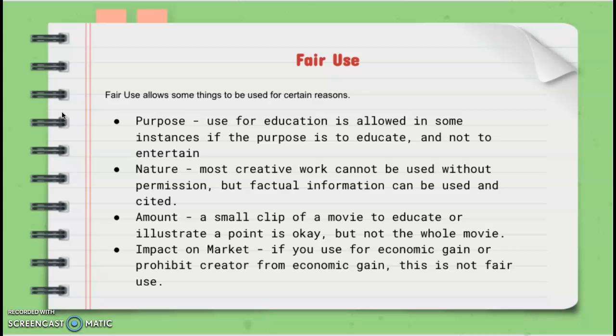And the final fair use has to do with the impact on the market. If you use someone else's work without permission for economic gain, or you keep the creator from economic gain. So let's say somebody wrote a poem online and you print it out and give it to all your friends and start to sell it on eBay. That would not be allowed. This is not fair use. You cannot make money on somebody else's work.